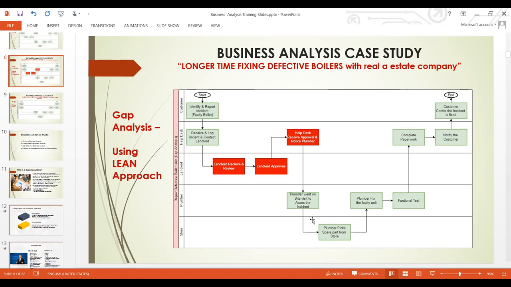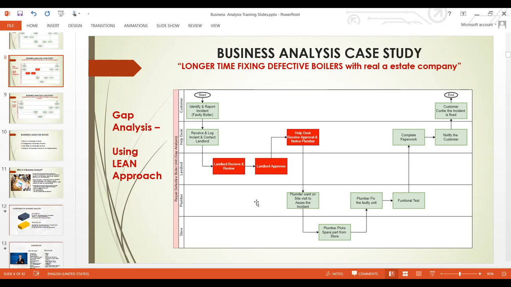But as a business analyst, our situation here is not about those particular checks and balances. This is for the company to do their checks and balances. Our own is to find a solution to solve this problem of taking longer time in fixing a defective boiler and to reduce the backlogs within the system. So either we use Lean to reduce the amount of time it takes, because all this time we can see is waste, or we use a solution like ServiceNow to reduce the time.